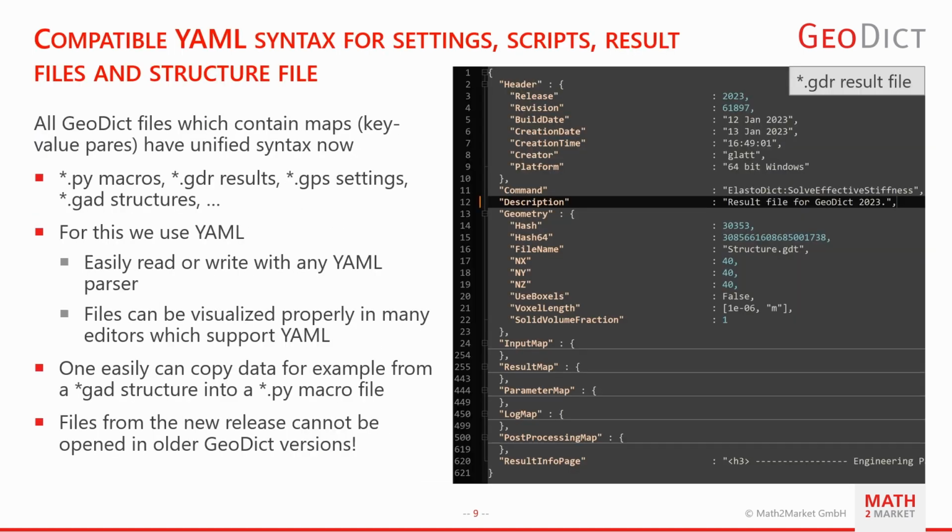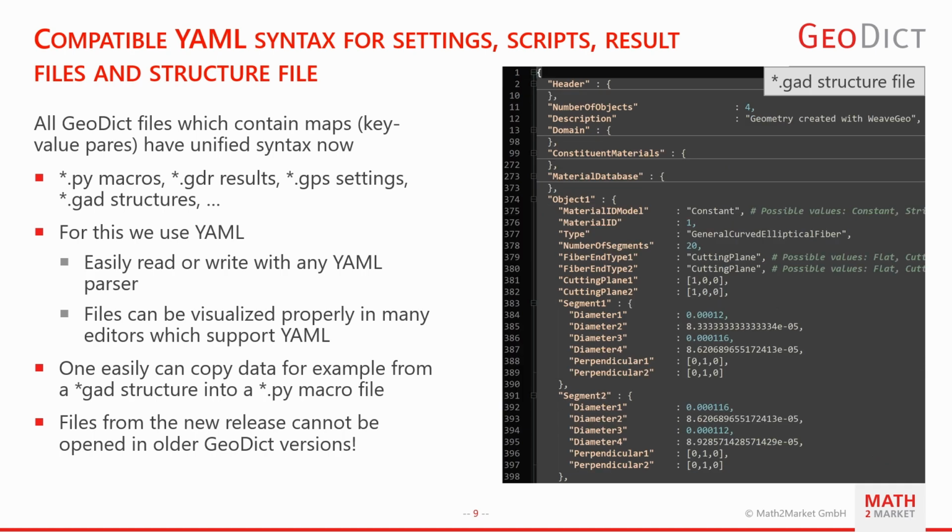For the new Geodict version, we have decided to unify our file formats using the same syntax in all files which contain maps, or in other words, key-value pairs. Such files are, for example, GDR result files and GUT structure files, where the new syntax is shown on the right. Such files can easily be read or written by any YAML parser, and they can be visualized correctly in many editors which support YAML, as shown here for Notepad++.